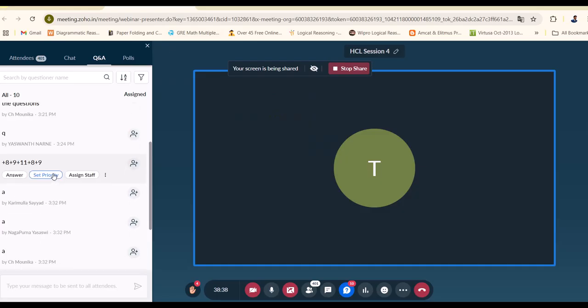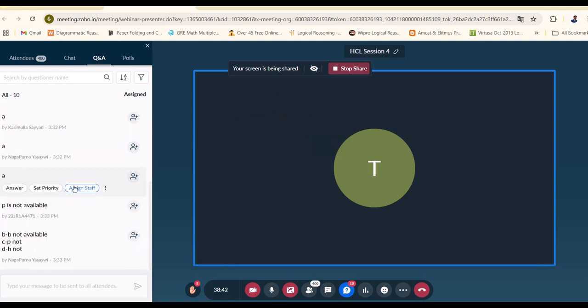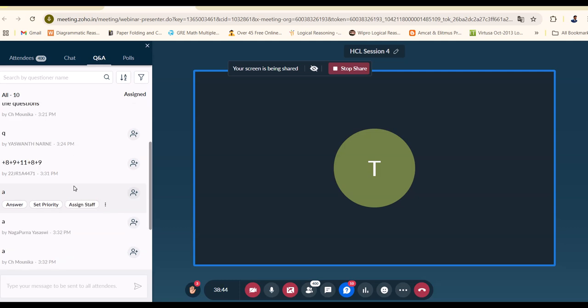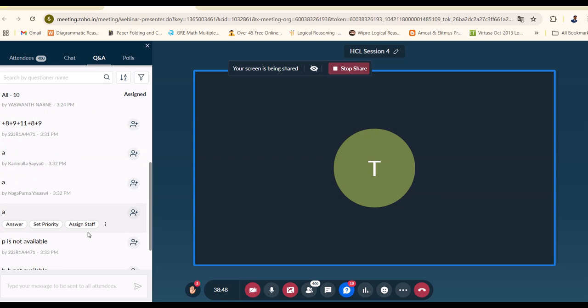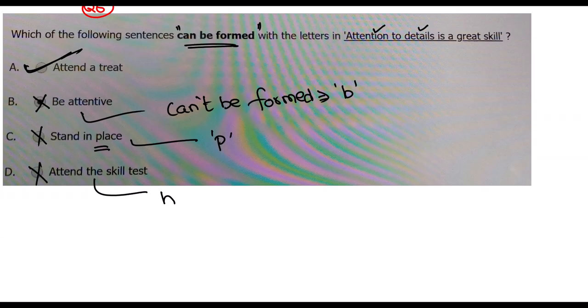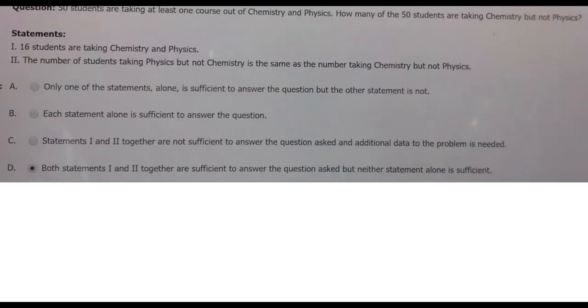So how many are given here? Somebody said plus 8, plus 9, plus 11, plus 8, plus 9. But that's not available. No, B not available, C not here. Good, for this question, fine. For one of the previous questions, one of your friends said plus 8, plus 9, plus 11. That does not work out, my dear. We tried that logic also. We'll see that. Don't worry.